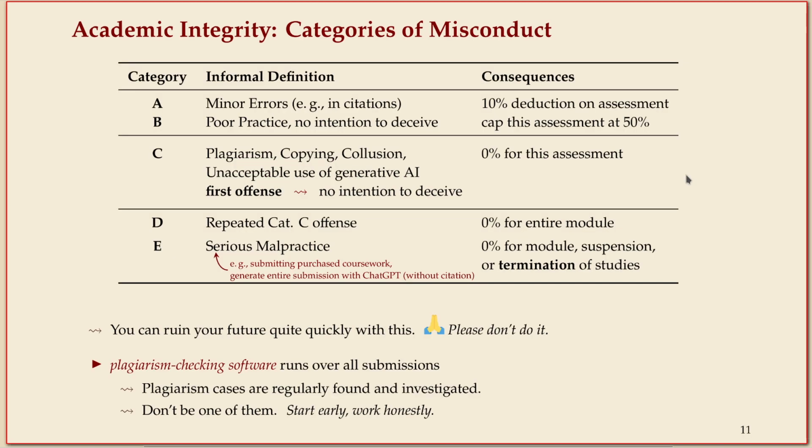Last word of warning, it can get really bad. So these are different categories of how academic misconduct might be classed. If it's just a minor error where people think this was not even on purpose, nothing really happens, but you can get a deduction in the mark.